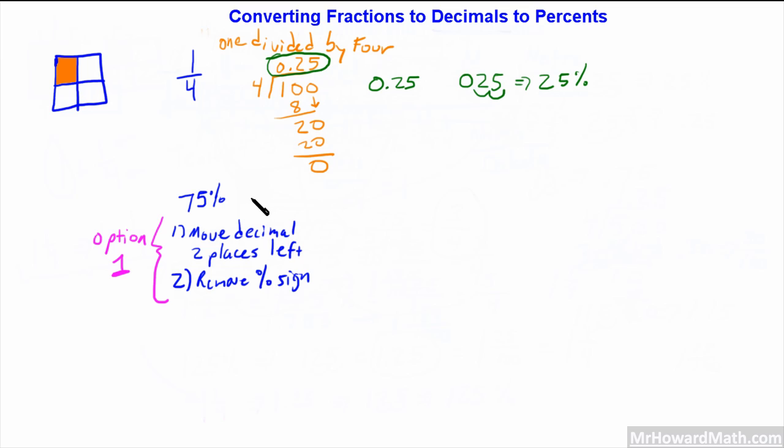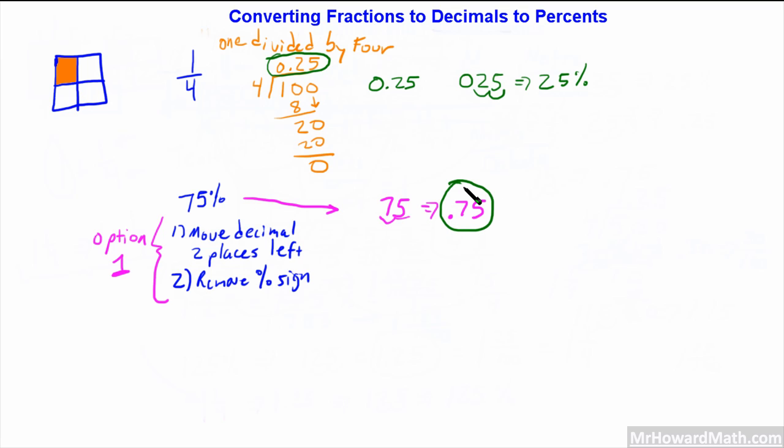Alright, so with this option, I'm going to bring this over here. 75%, move decimal 2 places to the left. So we've got 75, and we go 1, 2, which then becomes 0.75 or 75/100ths, and we remove the percent sign, which we've done. So there we go. There's our decimal form that way.